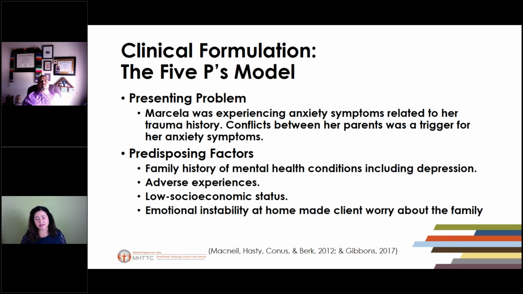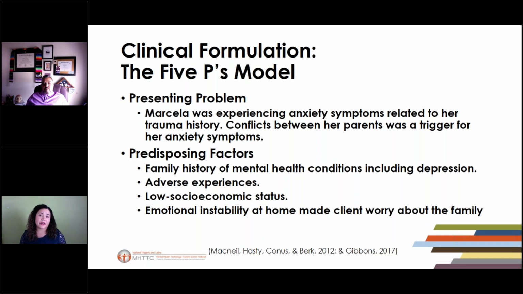So the predisposing factors, which made the individual more vulnerable to the problems, is the history of mental health conditions. Mom has depression and also experienced a lot of trauma during her life, and also my client's father. Low socioeconomic status, and when I'm bringing this up, it is because we know that a lot of our clients with low socioeconomic factors have a lot of risk factors in their life. So for the mom, not being able to read or write adds another risk factor.